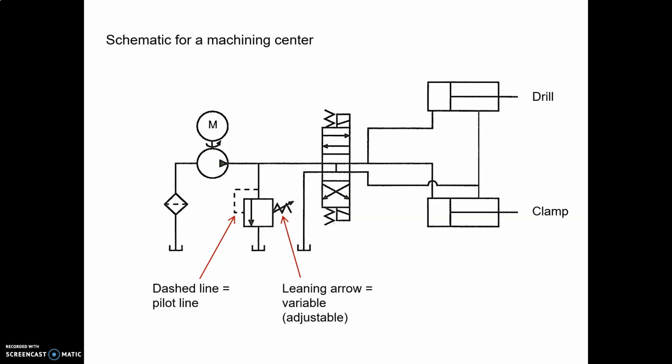Oh, this is an interesting one. This is from Parker Hannifin, a big hydraulic supplier. So this is a schematic for a machining center where you'll put a workpiece in the machine, a clamp will clamp down, this hydraulic cylinder will activate the clamp, and then a drill operated by the other cylinder will come in and drill a hole.